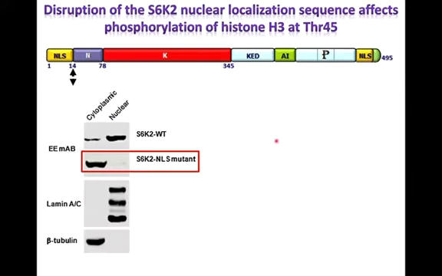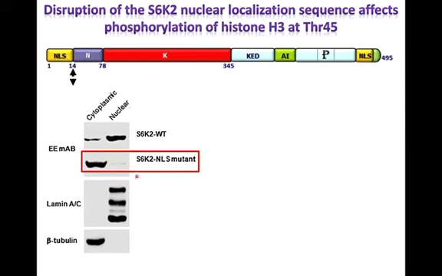So let's do a first experiment to prove if S6K2 can be inside the nucleus. We do something called cell fractionation. You lyse the cell, and you separate the cytoplasmic part from the nuclear part.